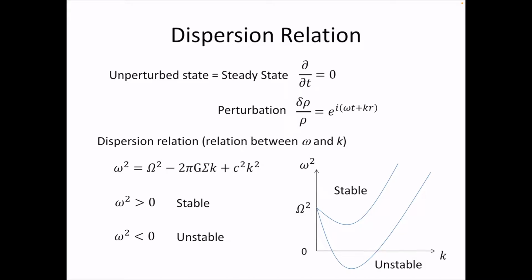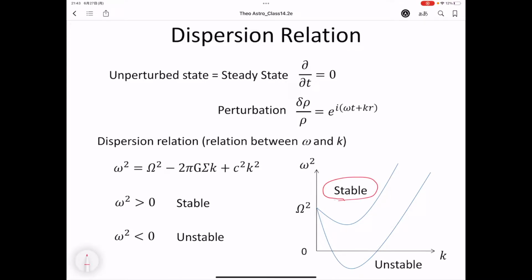When omega squared is a positive quantity, it is stable. When omega squared is a negative quantity, the region becomes unstable. Because omega squared is negative, omega can be expressed as plus or minus i alpha, where alpha is a real, positive number. Then exponential i omega t can be expressed as exponential minus alpha t or exponential alpha t.